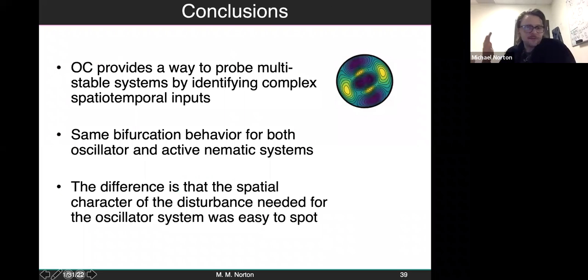And so, the takeaway is this. I think optimal control is providing a really powerful way to probe these multi-stable systems. Because these systems, in both of these cases, are athermal in some sense. They're not going to naturally probe all of phase space by themselves, unless there's a lot of noise in the system for some reason. So if you really want to explore these systems, you need some way of strategically coming up with spatial temporal inputs. In the case of the oscillator network, it was sort of intuitive what that pattern should be, but for the active nematic, it was less easy to spot.